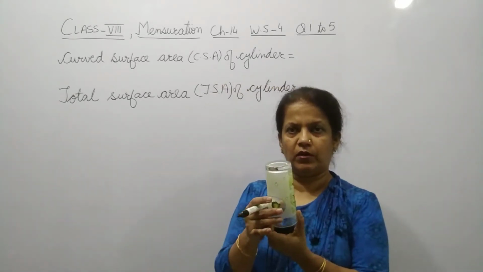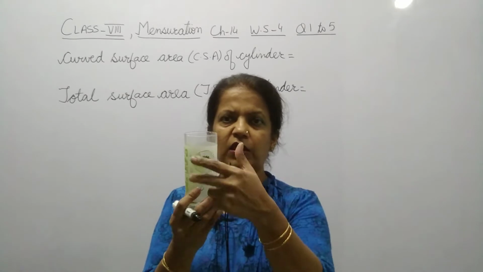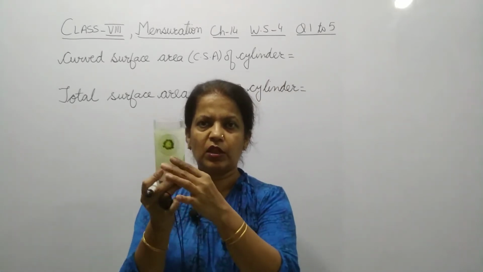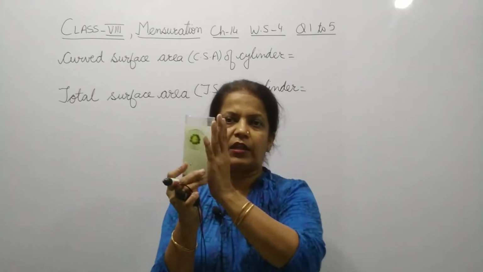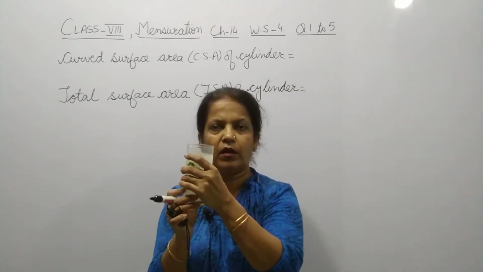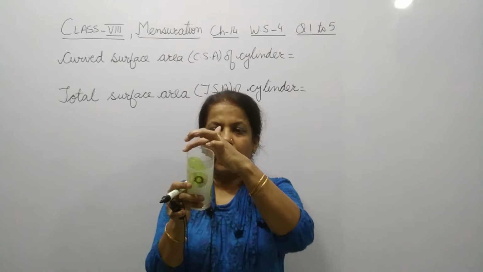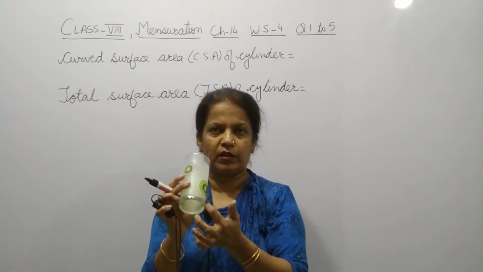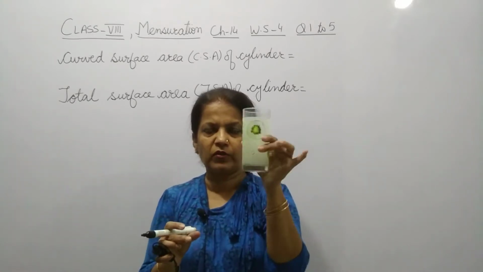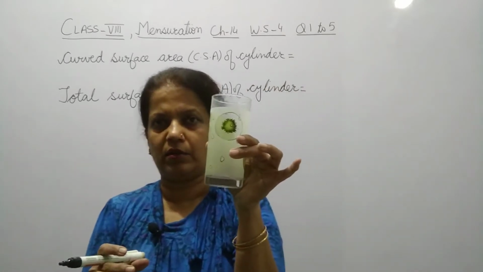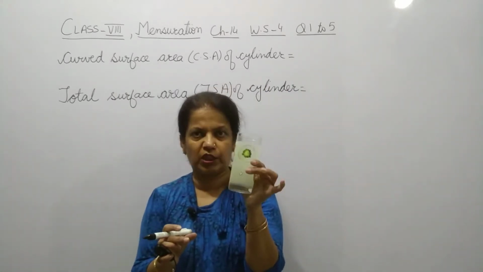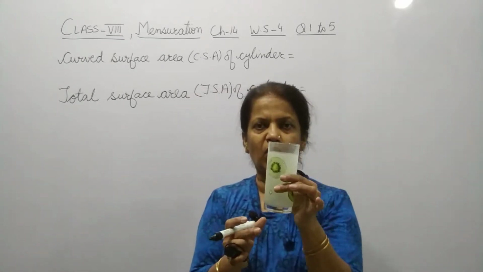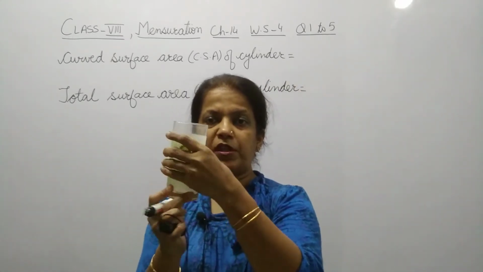Observe this figure. This object is in the cylindrical form. Why? It has a curve over here, an upper circle and a lower circle. So the shape of this is cylindrical. It's a cylindrical object.